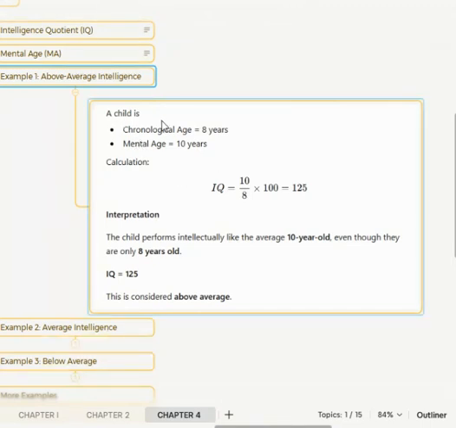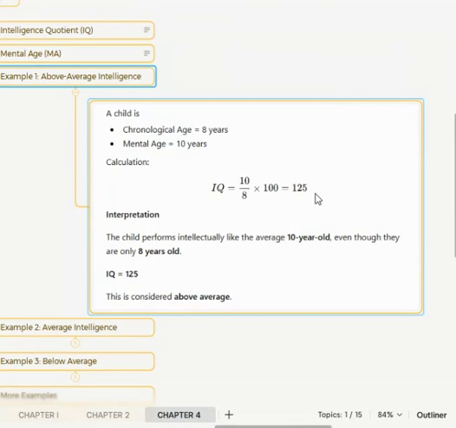Related to a child, we have chronological age and mental age. If chronological age equals 8 years old, and mental age equals 10 years old, how do we calculate it? IQ equals 10, so 10 over the 8 years old, the age of the child. You divide with the chronological age, multiply with 100 score, equals 125. So that's the result.